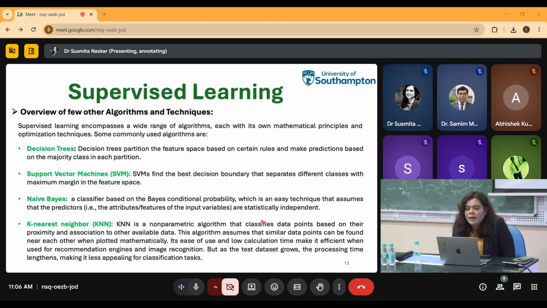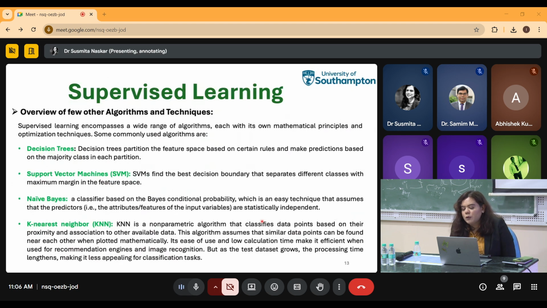So there are several other kinds of supervised learning algorithms, and one of the very important ones is the decision tree. In the decision tree, what happens is that it splits the feature space into regions based on simple rules, right? At each split, the data is partitioned so that similar outcomes are grouped together, and predictions are then made based on the majority class in each of those regions, right? They are easy to interpret and very easy to visualize as well, but they can overfit without proper pruning. So you have to be really careful when you use the decision tree.